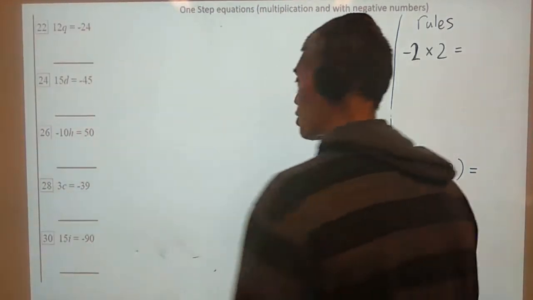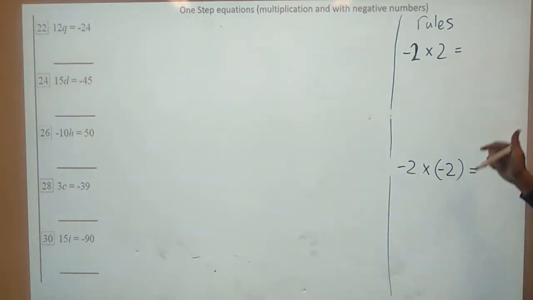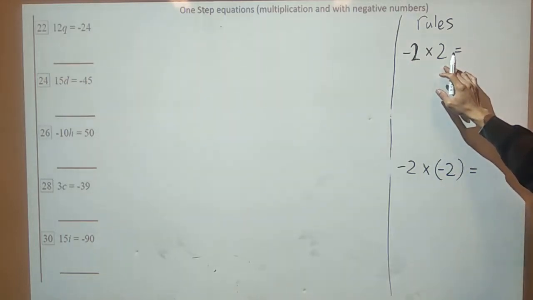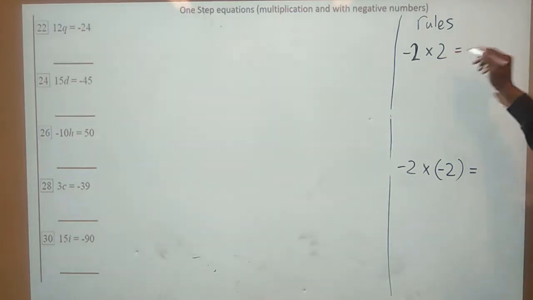All right, one-step equations with multiplication involving negative numbers. So let's look at the rules first. When you have a negative number multiplied by a positive number, you'll get a negative result. So minus 2 times 2 gives you minus 4.